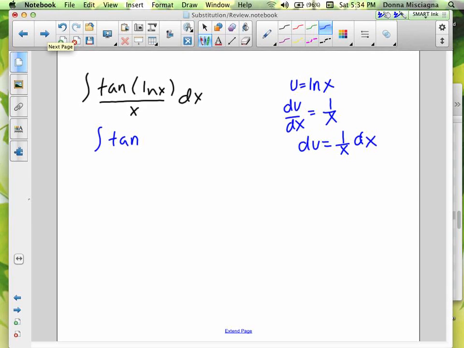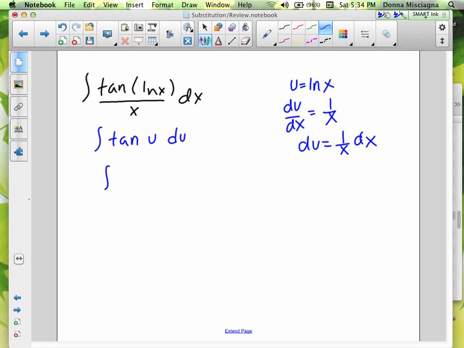Well, it's sort of no problem. Tangent u du. Because guess what? We can't integrate tangent either, right? We can take the derivative of tangent, but we can't integrate tangent. But remember, on a previous video, we integrated it before by changing it. So let's just change it, and then we'll integrate it one more time.